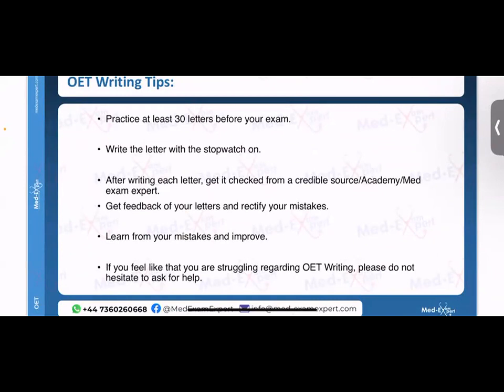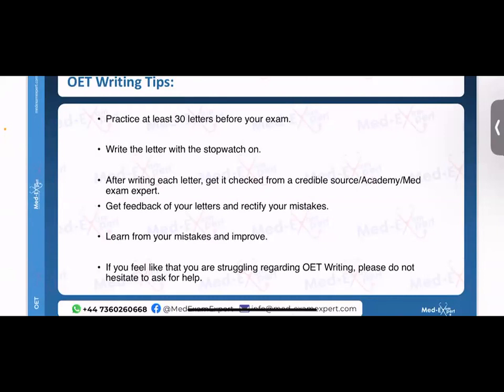Okay. What students do is they only write letters and get their letters evaluated by mentors, and they never pay heed to their mistakes, to what mistakes are in their letter and why their score is not up to the mark. So never do this. Whenever you are investing your money in any credible source, you should be very vigilant about this too, about what your mistakes are.